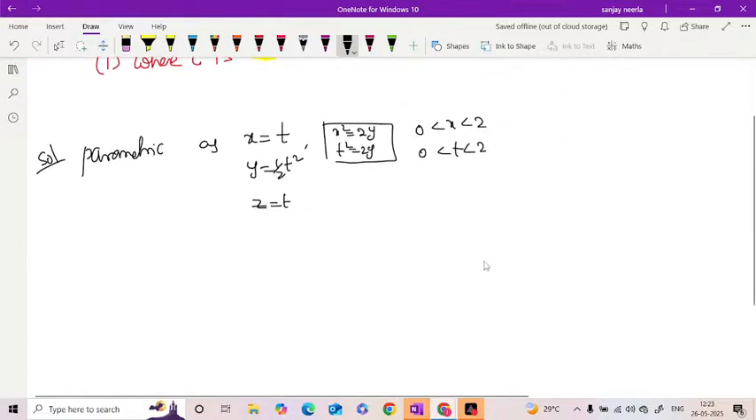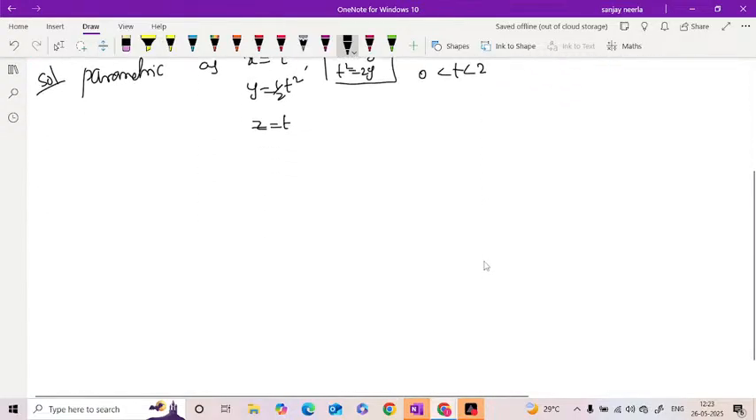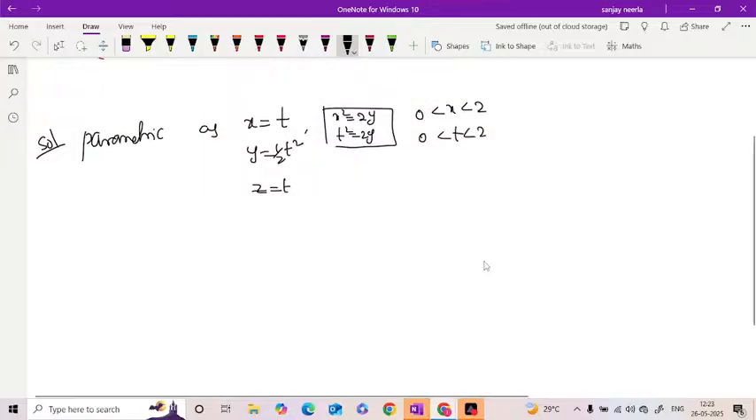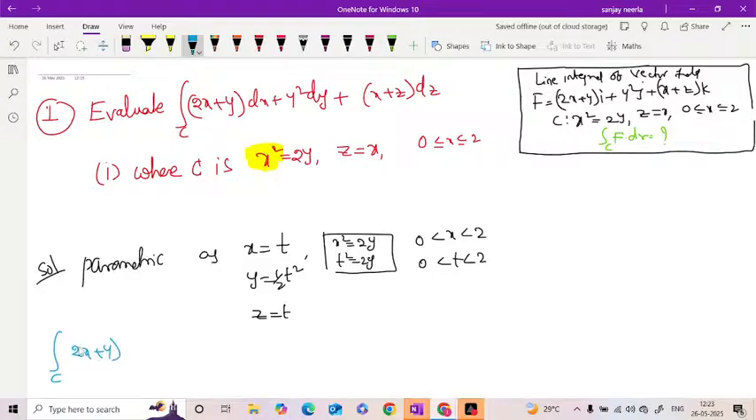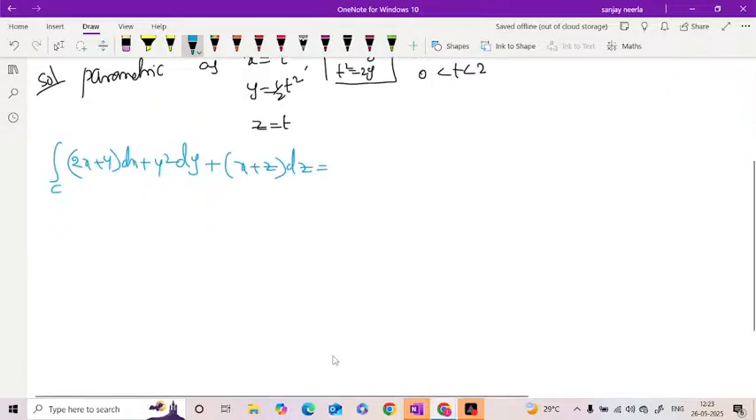Okay, now come to the normal integration. What is the normal integration? Okay, now we'll write first the function. The line integral of 2x plus y into dx plus y square into dy plus x plus z into dz. Now substitute all the results.